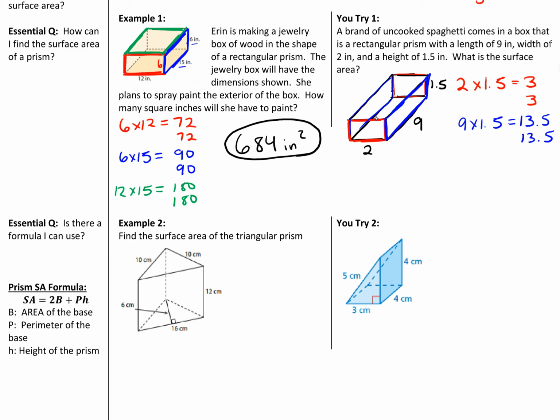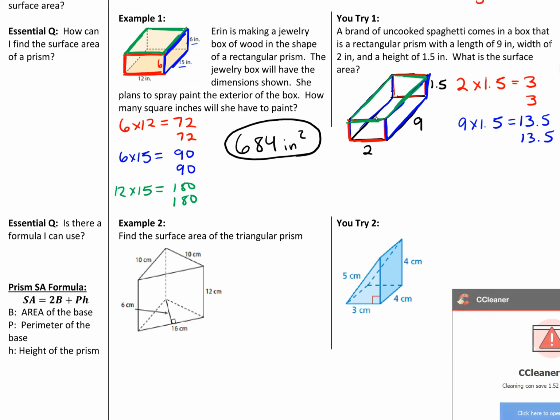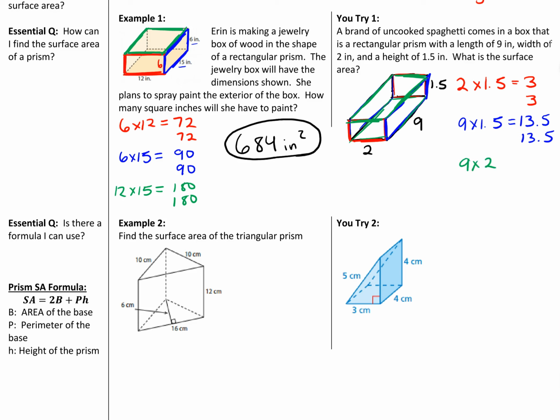And then finally, we have the top and bottom faces, which have a dimension of 9 and 2, and 18. And if we add those together, we get a total surface area of 69 inches squared.